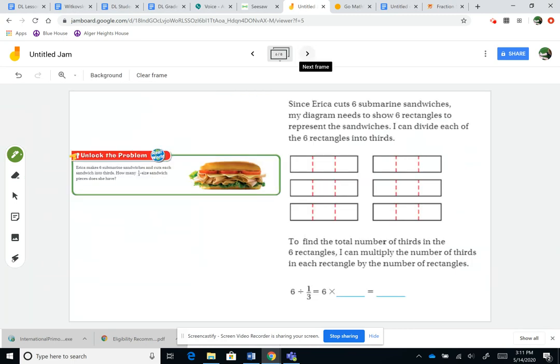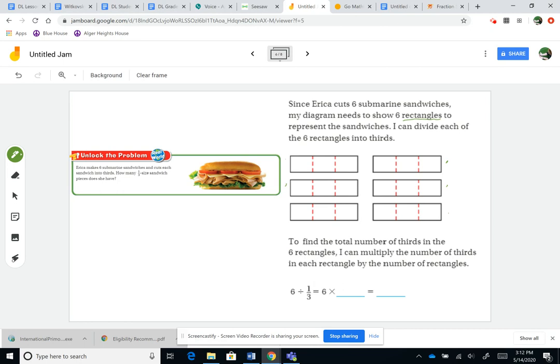So, all right. So now we're here, okay? Erica makes 6 submarine sandwiches and cuts each sandwich into thirds. How many 1/3 size sandwich pieces does she have? Since Erica cuts 6 submarine sandwiches, my diagram needs to show 6 rectangles. You can see there are 3 here. 1, 2, 3, 4, 5, 6. 6 rectangles to represent the sandwiches. That's a pretty close representation. I just don't have curved edges.